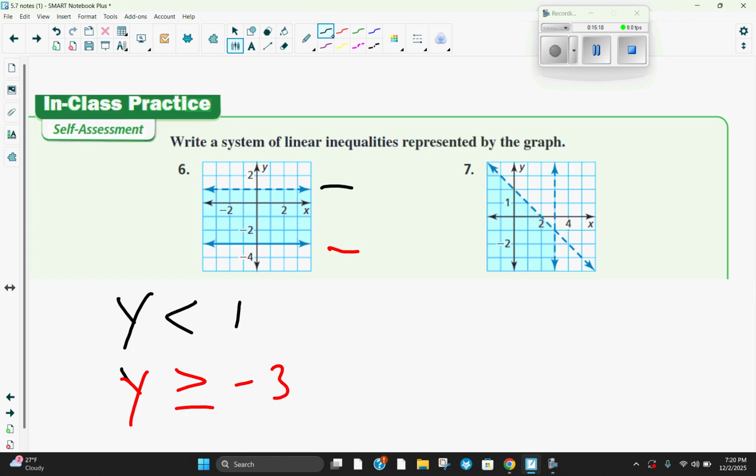So switch it to number 7. Let's do the vertical line, excuse me, first. That's at 3. So X is, the shading is to the left of that vertical line. So it's going to be less than. It's dotted, so it won't include the equal sign, and it's at 3. Okay, so that's my vertical line. So let's do this other dotted line.